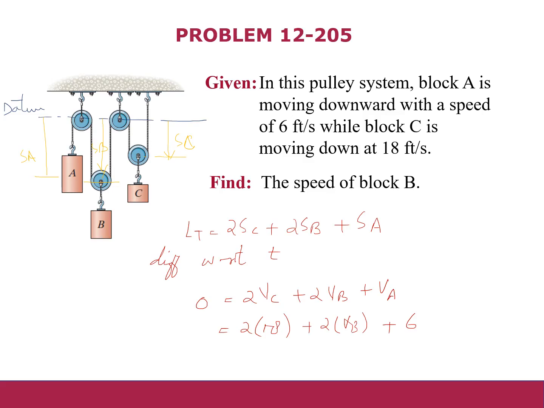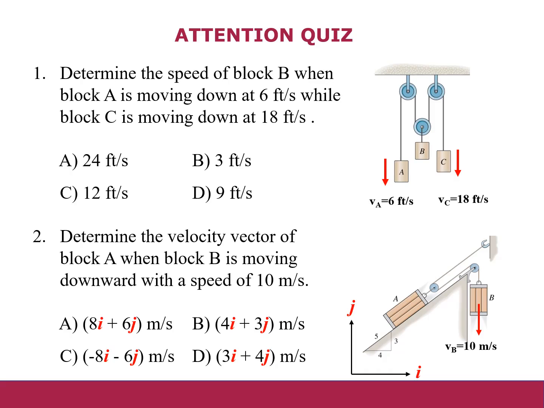So when you solve it you will get VB is equal to minus 21 feet per second, and over here the minus sign indicates the block B is moving in the upward direction. So this is your answer, and you can adopt a similar procedure to solve problems related to dependent motion analysis. I would suggest you to please read this topic in the book and solve this attention quiz.